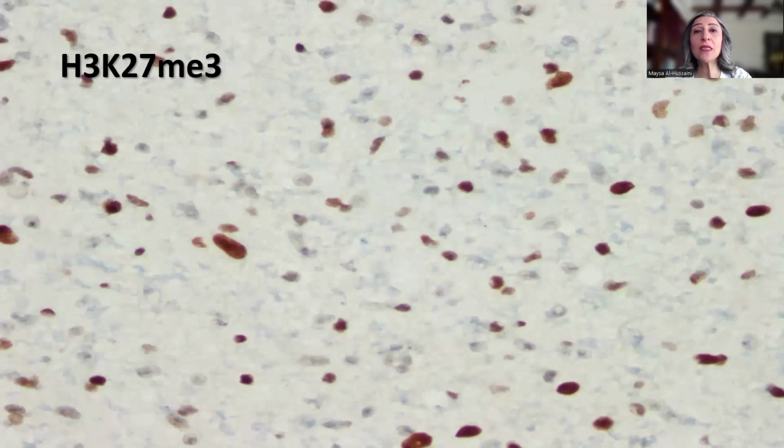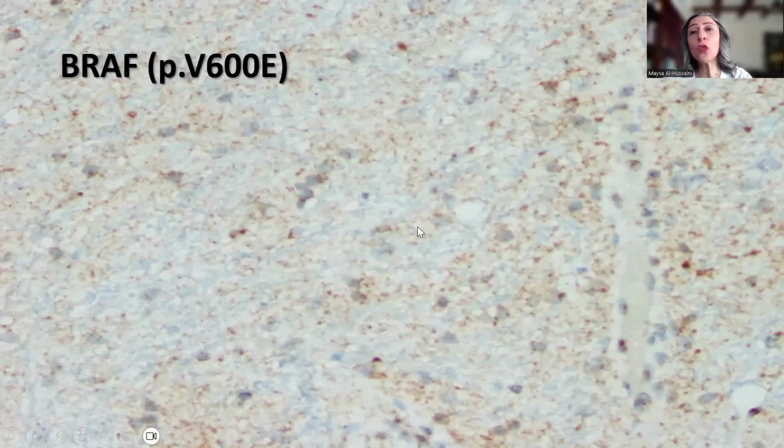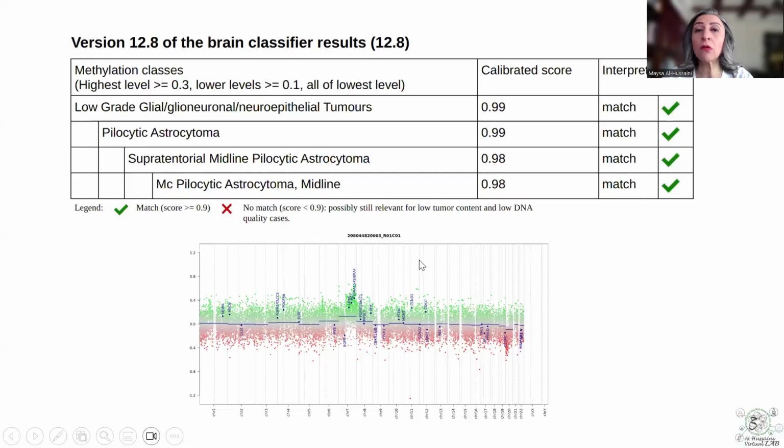And because the tumor is kind of midline, I elected to do the H3K27 trimethylated. And as you can see, tumor cell nuclei show retention of the nuclear stain, which means that the tumor here is non-mutant. Now, since we thought of pilocytic astrocytoma, we did the immunohistochemistry for BRAF to look for the mutation. And this is kind of difficult actually to interpret because of the presence of this granularity, including the endothelial cells of the blood vessels. So this was interpreted as non-contributory.